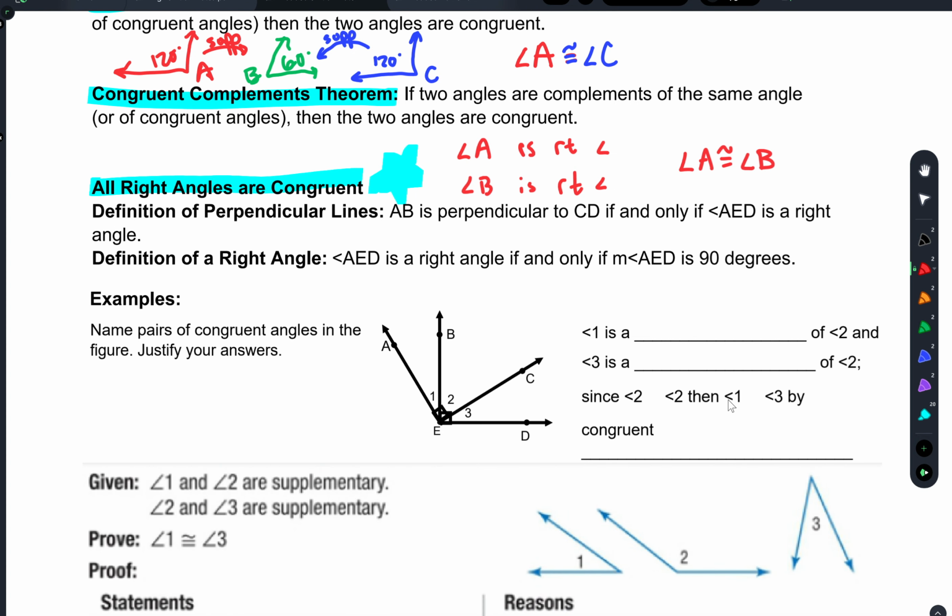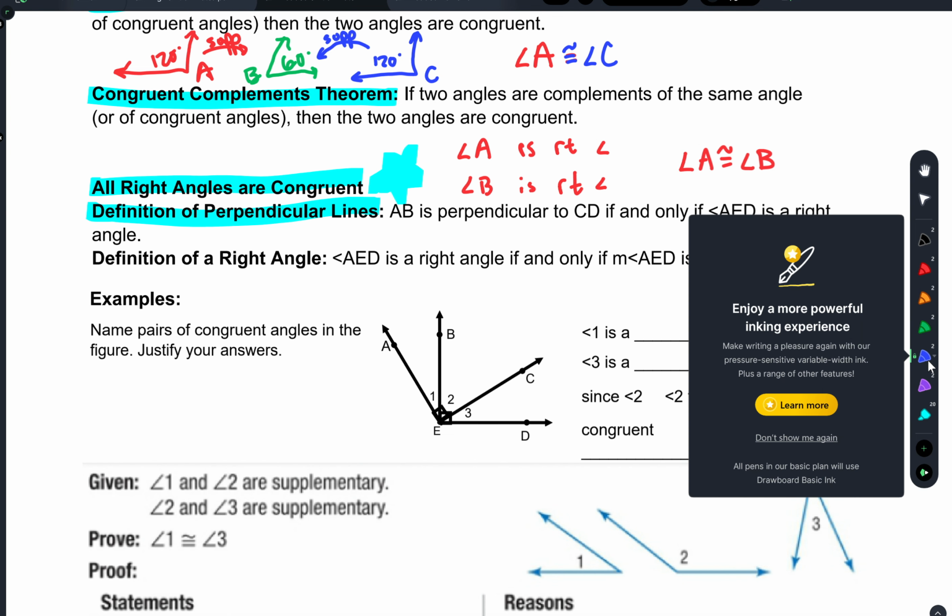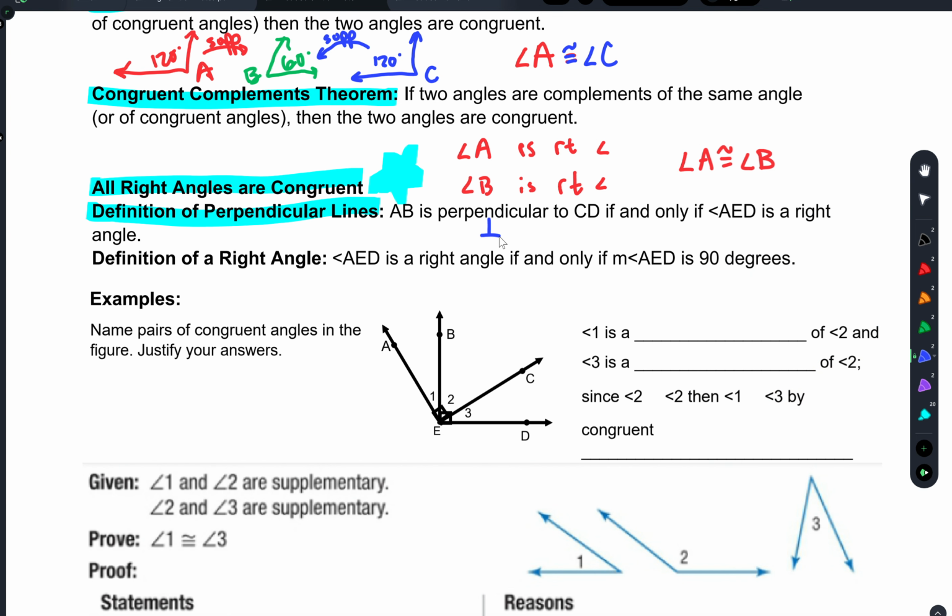The next one, the definition of perpendicular lines, states that AB is perpendicular to CD if and only if angle AED is a right angle. We know the symbol for perpendicular, right? It's this upside down T shape. Oftentimes I'll see a line perpendicular to another line, and the next statement will be, well, they form right angles. In fact, if I have two perpendicular lines, they're actually forming 4 different right angles at that intersection. So I could say any one of those angles is a right angle.